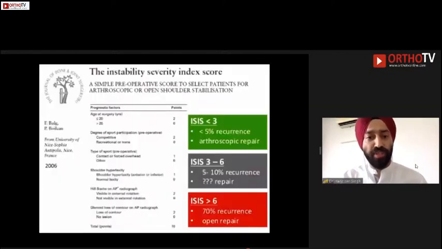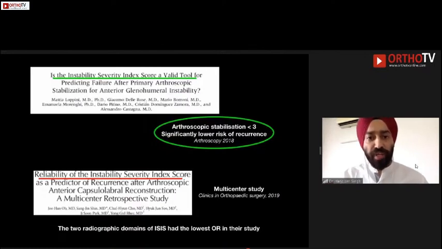So he used all these risk factors and quantified them by giving points and came out with the instability severity index score, and suggested that if the score is more than 6 and you proceed with arthroscopic Bankart repair, there is a 70% chance of failure. This score has been validated by different authors, including Lupini, who came out with similar results to the Pascal Boileau study, and suggested that if the Bankart repair is limited to patients with a score of less than 3, there is significantly less risk of recurrence.